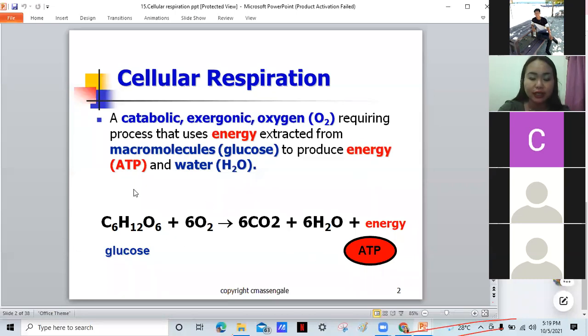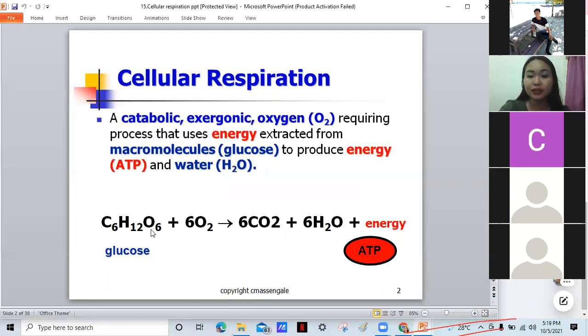So if you notice previously that the product of photosynthesis, when plants take in carbon dioxide and water with the presence of sunlight through the chlorophyll, so the plants will make or produce glucose as product, no, of photosynthesis with the release of oxygen. But the other way around is done with cellular respiration.